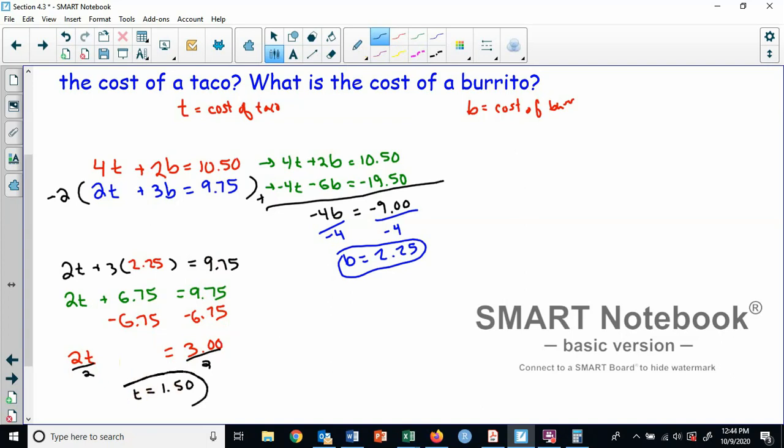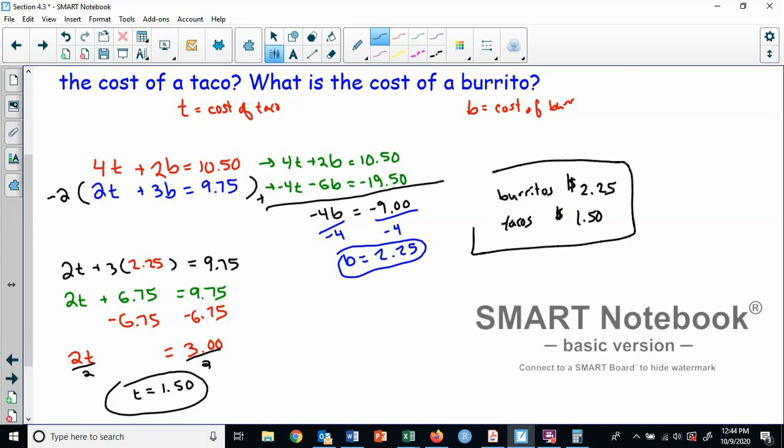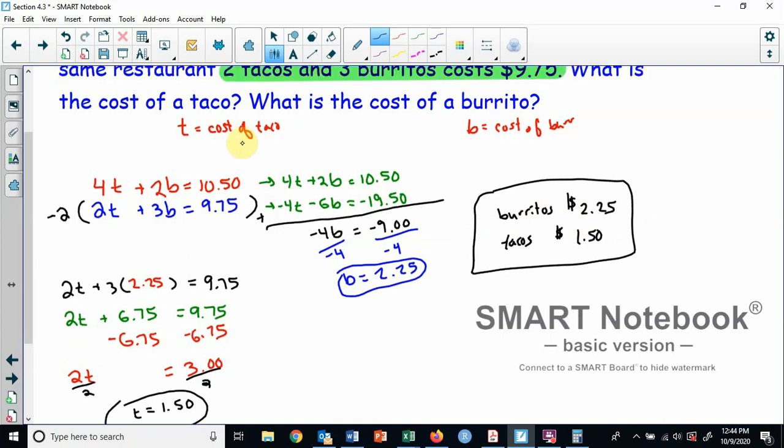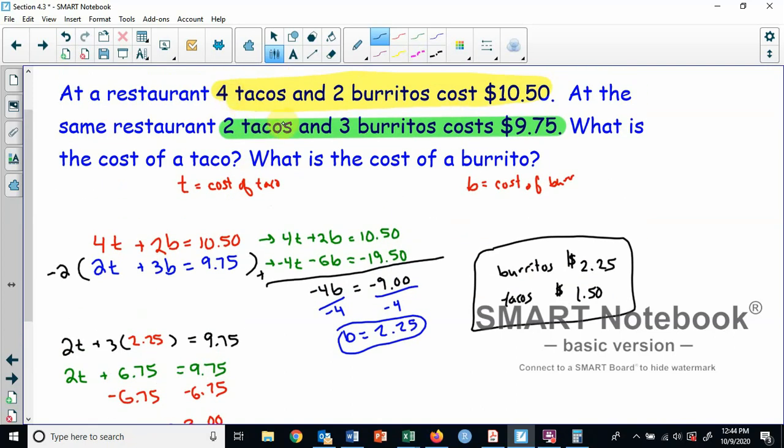So what are the costs of the burritos? $2.25. So the burritos are $2.25, while the tacos are $1.50. So there. Awesome. So I like these setups because I feel like the equations are just given to you really easily. Those are my favorite.